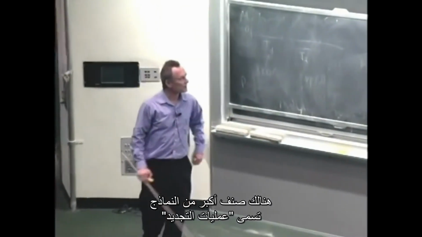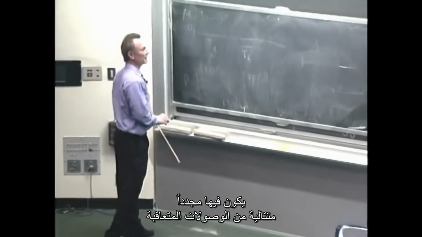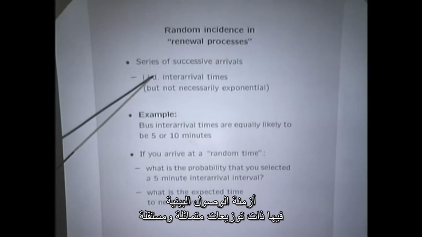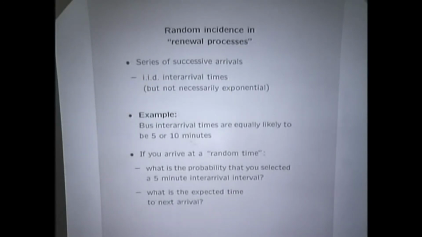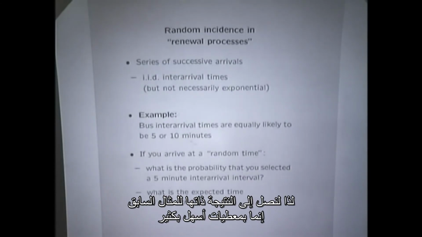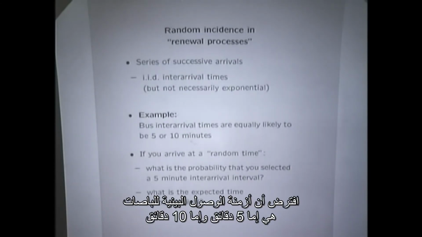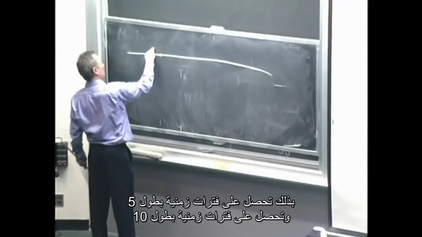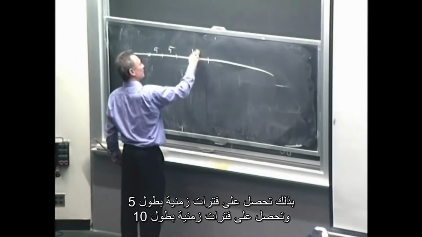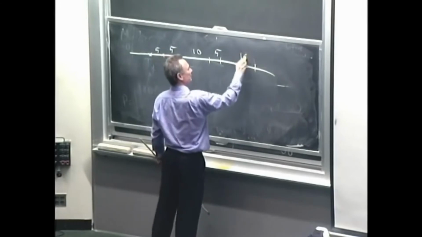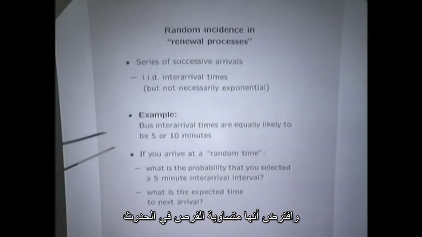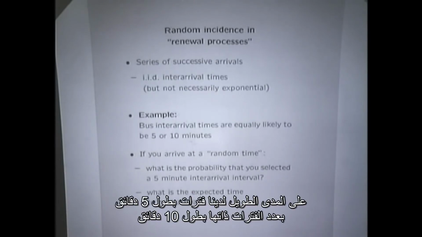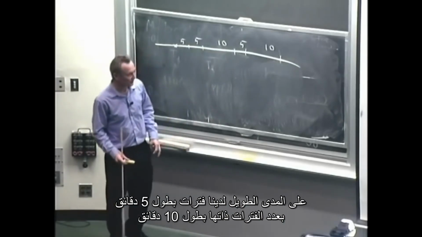There's a larger class of models, called renewal processes, in which, again, we have a sequence of successive arrivals. Inter-arrival times are identically distributed and independent, but they may come from a general distribution. So to make the same point as the previous example, but in a much simpler setting, suppose that bus inter-arrival times are either 5 or 10 minutes apart. So you get some intervals of length 5, you get some of length 10, and suppose that these are equally likely, so in the long run we have as many 5-minute intervals as we have 10-minute intervals.